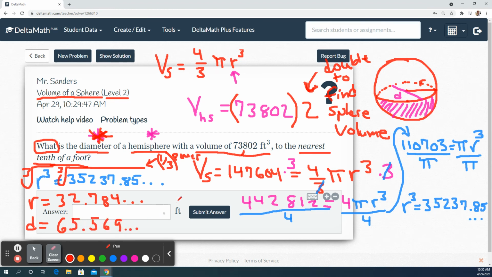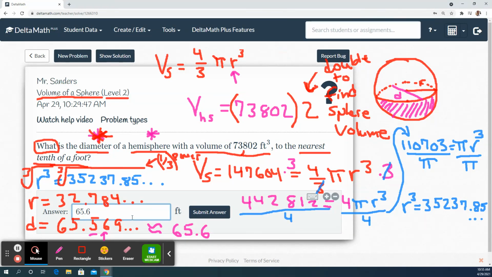65.569 dot, dot, dot. And we're rounding to the nearest tenth. So that's that one right there. I look at that number. That means I round up. Final answer for the diameter is 65.6. Now let's see how we did.